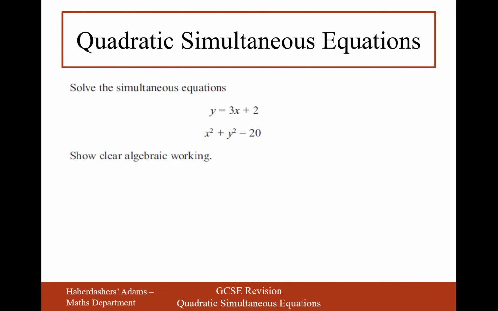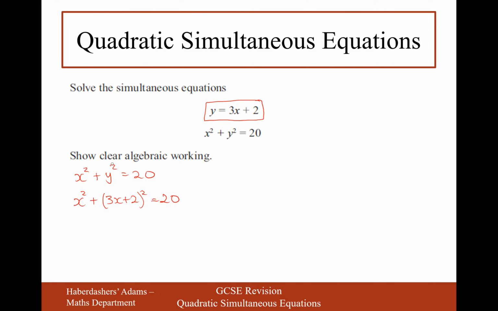Okay, so let's get started on this one then. So it's going to be x squared plus y squared equals 20. That's the more difficult one. And then what we're going to do is we're going to replace the y letter with 3x plus 2. So it's going to be x squared plus 3x plus 2 squared equals 20. So we've just replaced y with 3x plus 2.